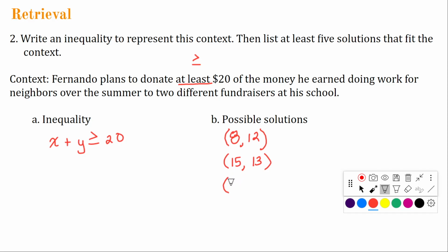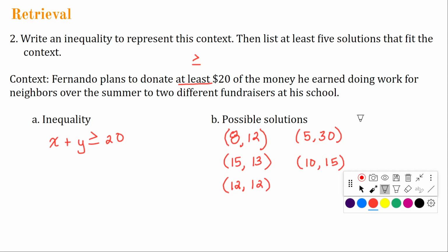We could use 12 and 12, giving each fundraiser the same amount. 12 plus 12 is 24. We could also give 5 and 30, because 5 plus 30 is 35, and that is more than 20. And one last possibility, I could give 10 and 15. 10 plus 15 is 25, which is more than 20.